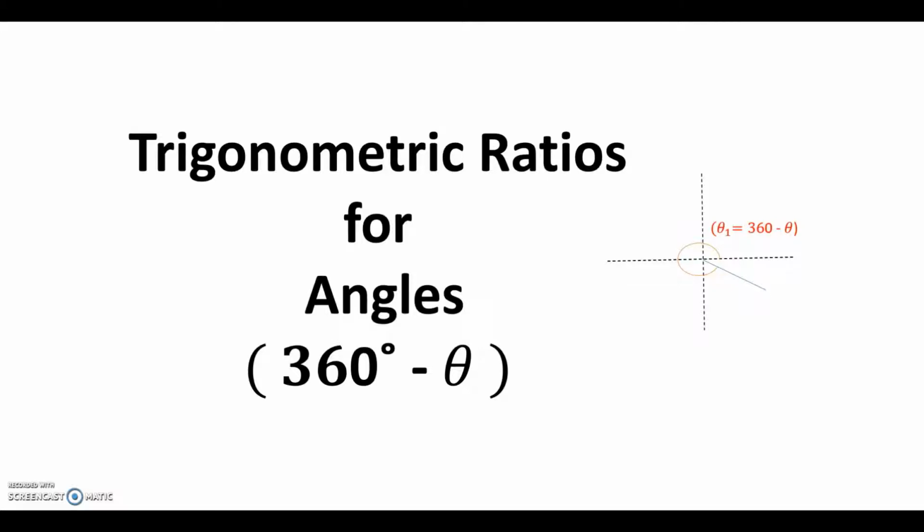In this video, we will see how to find trigonometric ratios for angles which fall on the fourth quadrant. So we're going to call these angles 360 minus theta. If we consider this angle here as theta, then this angle will be called 360 minus theta. Right, let's proceed.